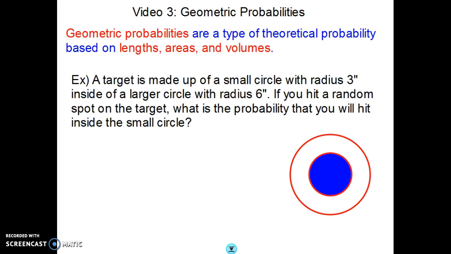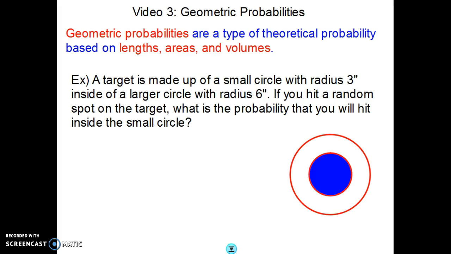A target is made up of a small circle with radius 3 inches inside of a larger circle with radius 6 inches. If you hit a random spot on the target, what is the probability that you will hit inside of the small circle, or the blue part on the picture here?